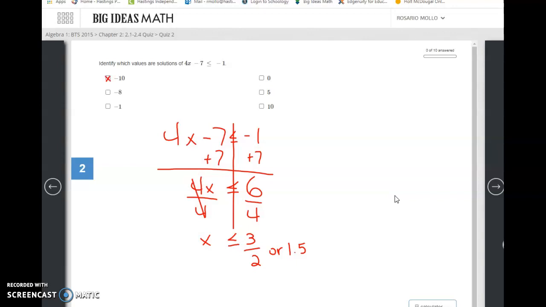Well, negative 10 is less than 1.5, negative 8 is less than 1.5, negative 1 is less than 1.5, and 0 is less than 1.5. So I'm going to click all of those. I'm not going to click the 5 or the 10 because they're not less than 1.5.